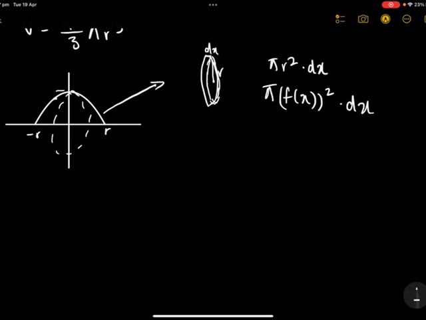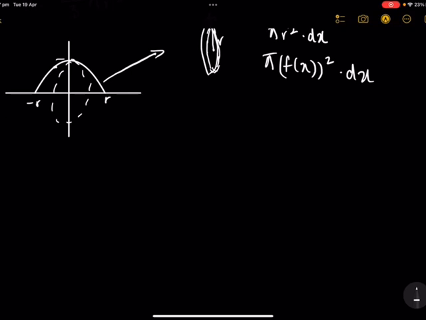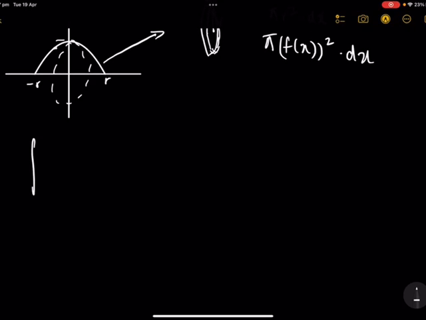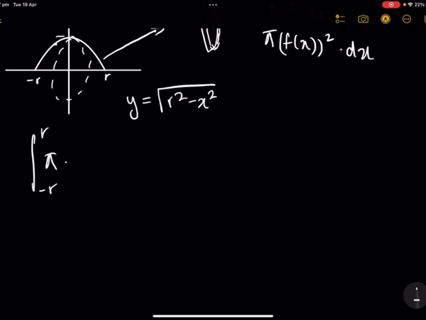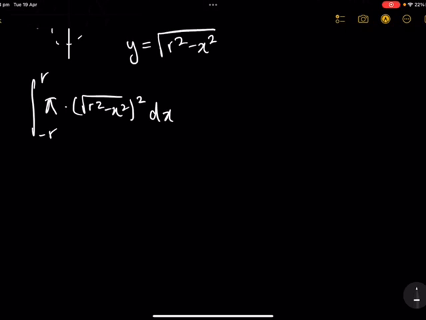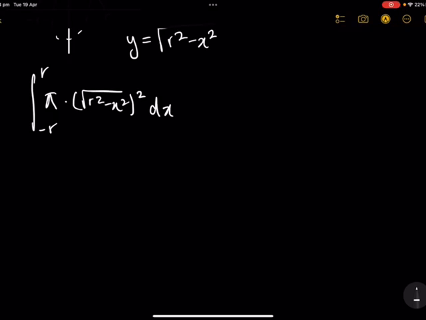If we divide this sphere into infinitesimally small, thin cylinders, we would use an integral to find the volume of all of them. Now, this would be the integral from negative r to positive r of pi times f of x, which in this case, the formula is y equal to the square root of r squared minus x squared. We plug this into the formula: the square root of r squared minus x squared, dx. Now, our job is to find this integral, and that will be the volume of our sphere.